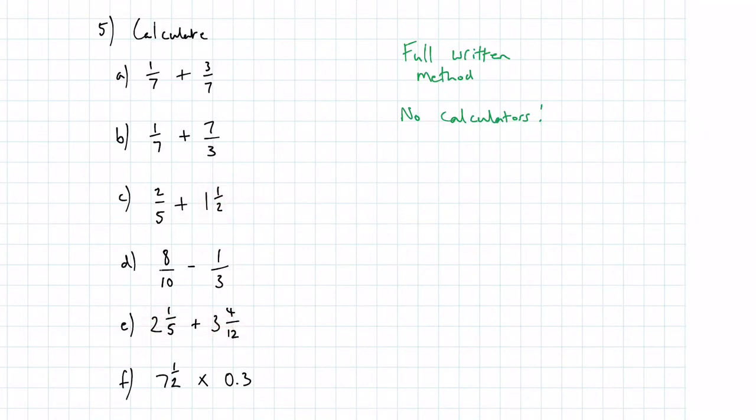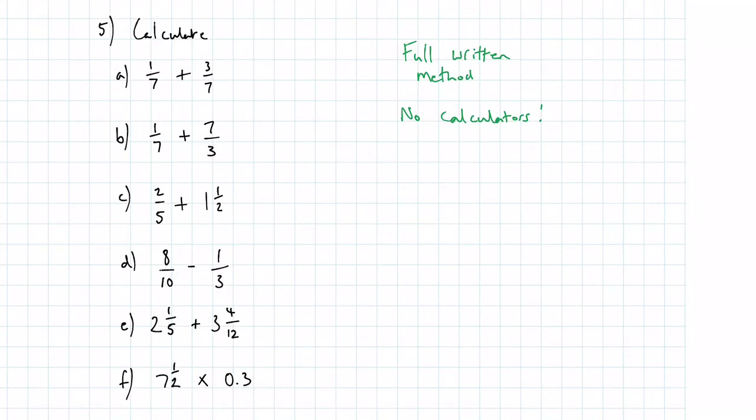I'd look out for this here because 4/12 is actually 1/3. So this is 3 1/3. That might be useful. And then on this one here, I'd possibly be tempted to turn this into 7.5 times 0.3. And if you remember, 0.3 is 3/10. Turning things into fractions can be helpful.